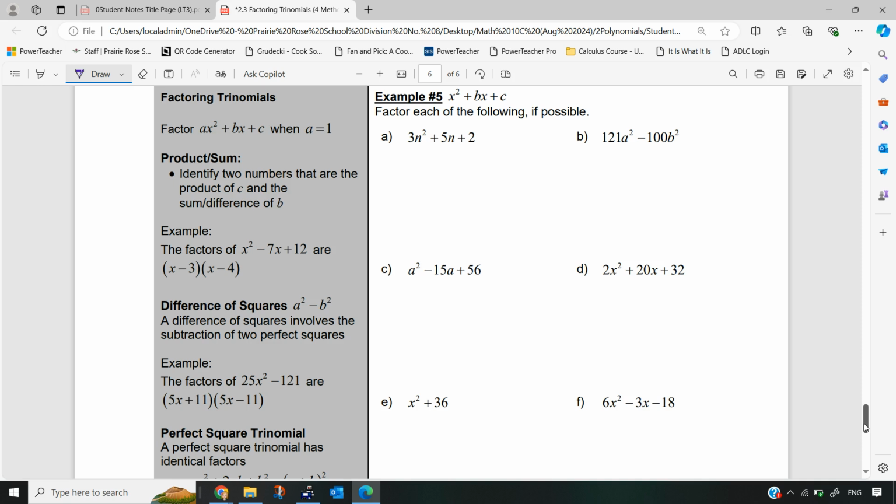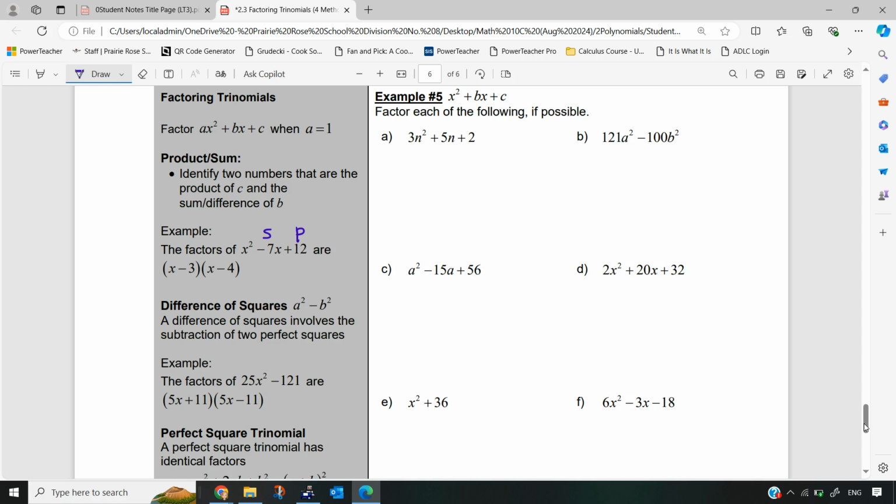Now it's time to take everything that we've learned and put it all together. Before that, let's just do a quick refresher. When we're factoring trinomials that are in the form ax squared plus bx plus c, and the leading coefficient is 1, we can simply look for a product sum. So if I have x squared minus 7x plus 12, I'm looking for two numbers that have a product of 12 and a sum of negative 7. In this case, x minus 3 and x minus 4.